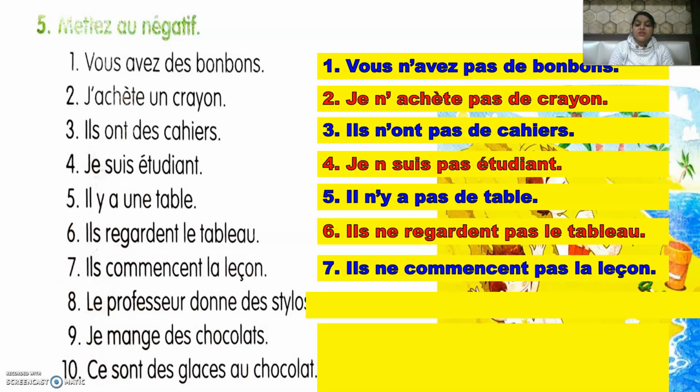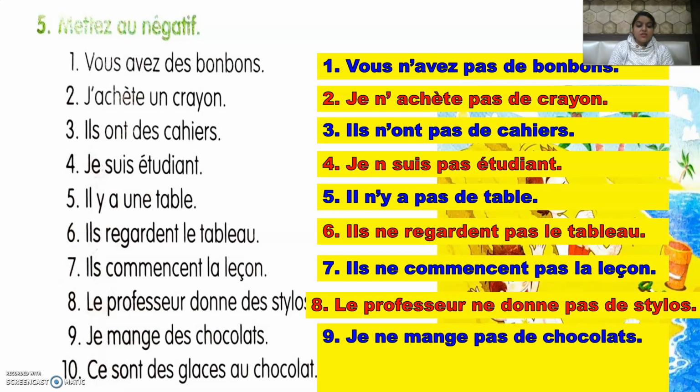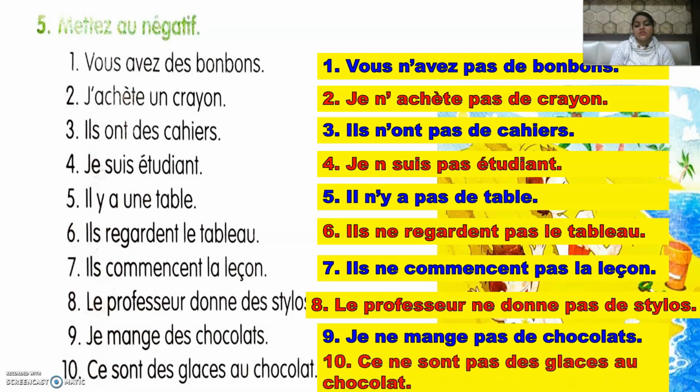Eighth one, le professeur donne des stylos. That means the teacher gives the pens. The negative will be le professeur ne donne pas de stylo. That means the professor doesn't give the pens. Ninth one, je mange des chocolats. That means I eat some chocolates. The negative will be je ne mange pas de chocolat. I don't eat chocolates. Tenth one, ce sont des glaces au chocolat. That means these are chocolate ice creams. And the negative will be ce ne sont pas des glaces au chocolat. These are not chocolate ice creams.